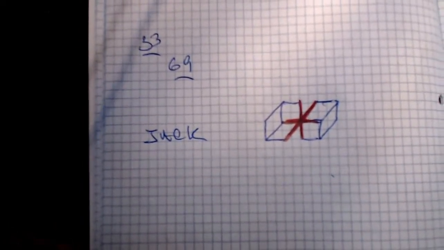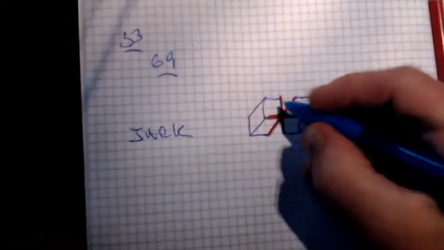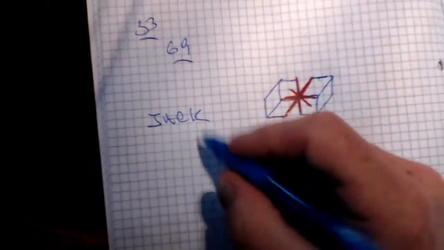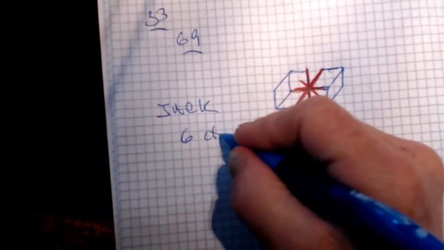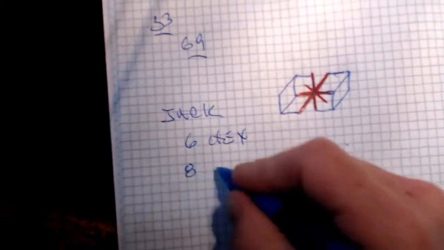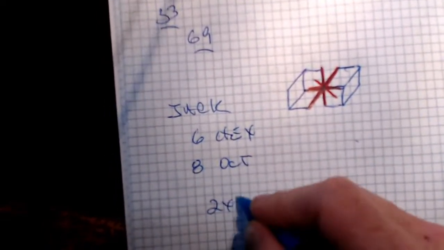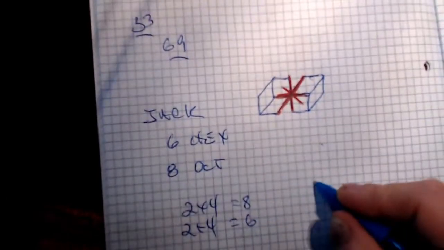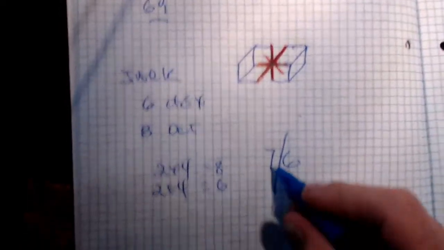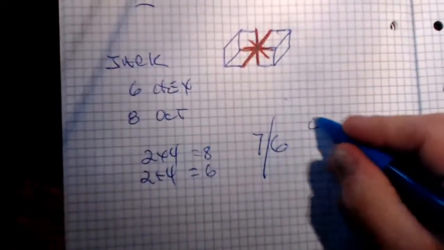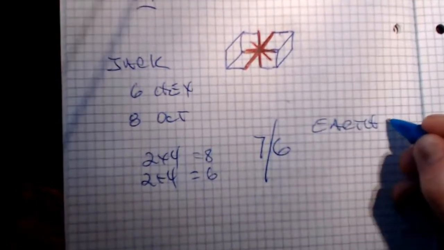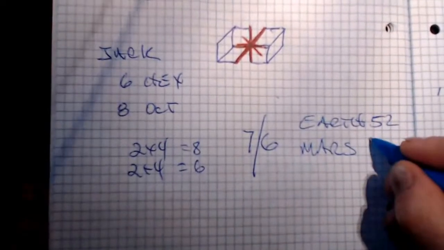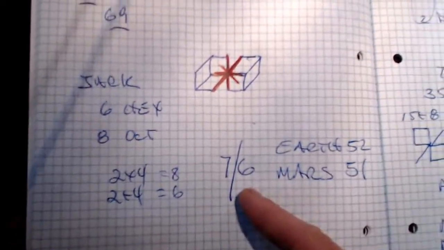So the next one I'm going to move on to is to connect this area with this area. So I connect it. 6 is your hexagon. 8 is your octagon. 2 times 4, 2 plus 4 equals 8 and 6. And the odds and payouts of that is you place 6 chips down, you get 7. It just so happens that Earth numeric value is 52, 5 and 2 is 7, and Mars numeric value is 5 and 1 is 6.